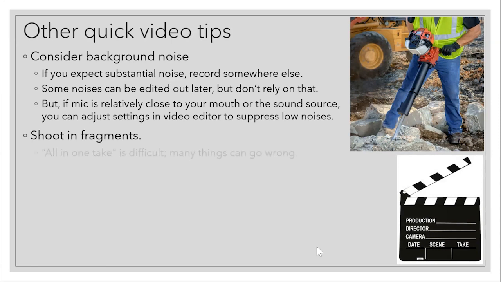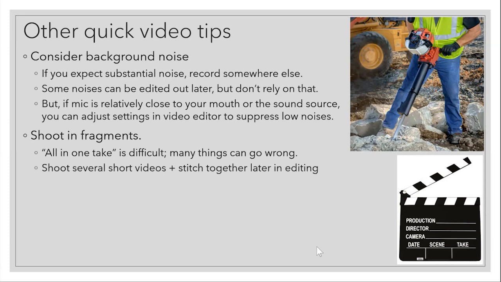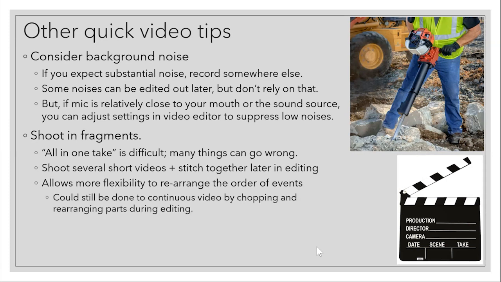Shooting in fragments. Don't do an all-in-one take thing. The reason why in the movie industry, they're like, oh man, they did that whole thing in one take. It was crazy. It's because it's really hard to do. So I suggest shooting in fragments because things can go wrong in any one take. And the idea of doing everything again and again in a long take is painstaking for sure. So you'll want to shoot several small videos. You can stitch them together with editing. Certainly allows you a lot more flexibility to rearrange things.